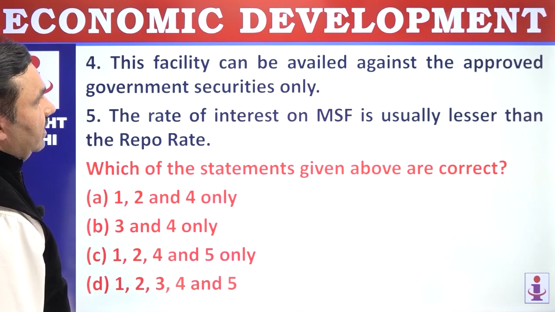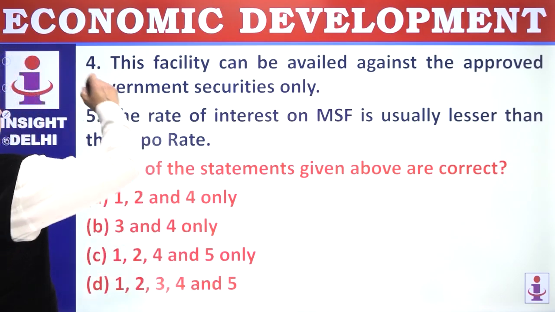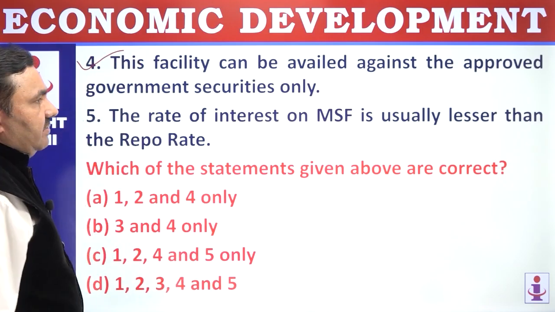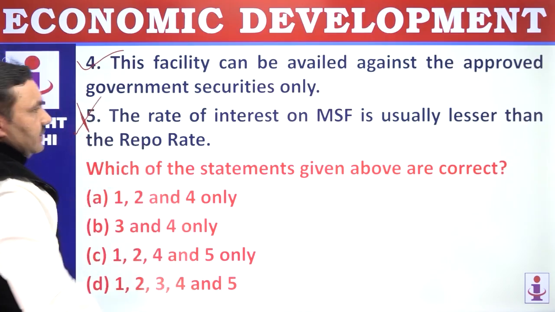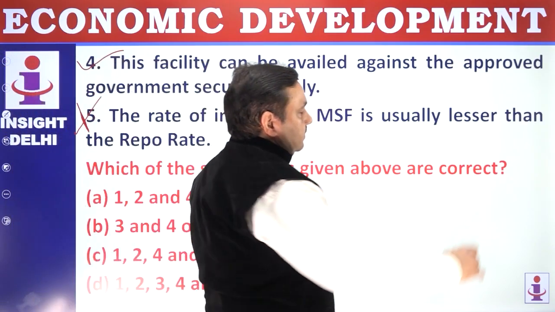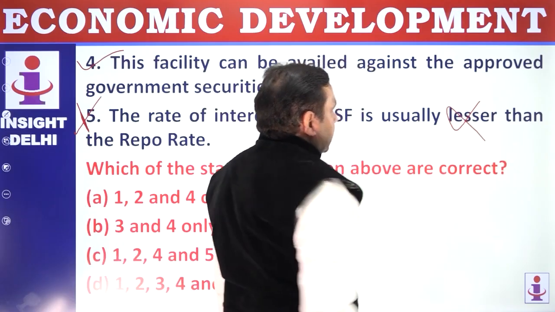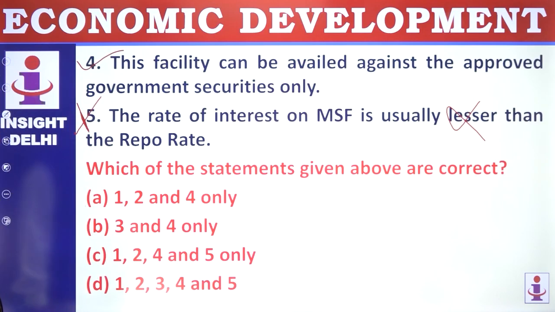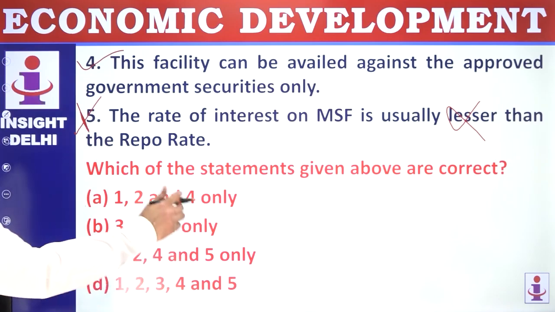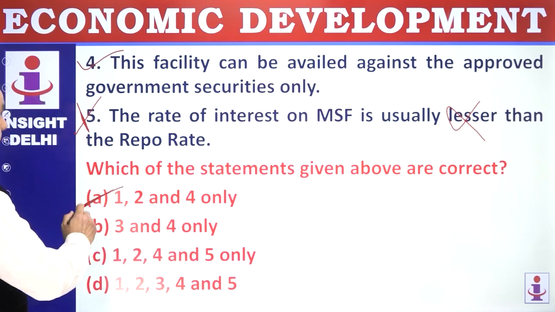This facility can be availed against approved government securities. That's correct. The rate of interest on MSF is usually greater than the repo rate. This is a costly affair, not lesser. This rate is higher. How many are correct? 1, 2, and 4. Correct. 1, 2, 4. That is A.